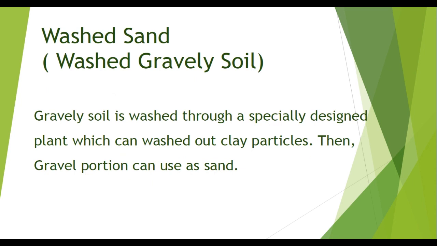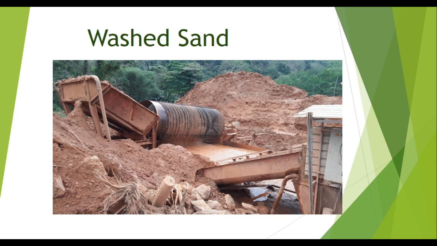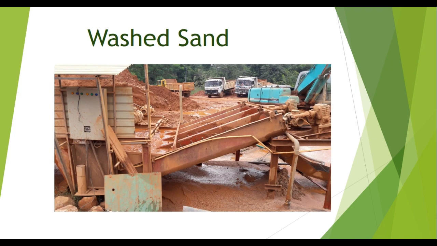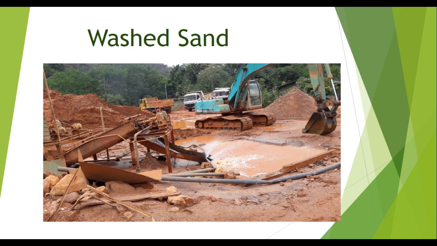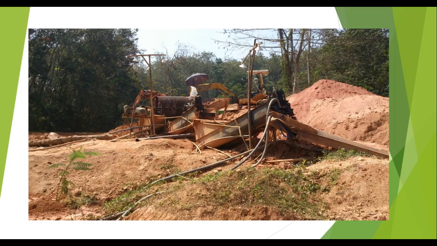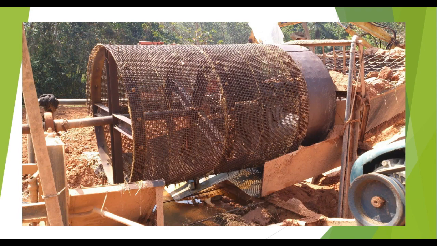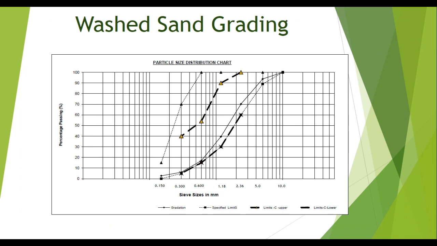And third one is washed sand. We can prepare washed sand by washing the gravelly soil, and we can use the remaining part as sand. This is a normal wash plant. That's gravelly soil wash, and we can use it for the concrete. The washing plant, some photos, the machine. This is the screen we use for the sieving. Normally we can select the soil and we can measure our grading. That's no problem.